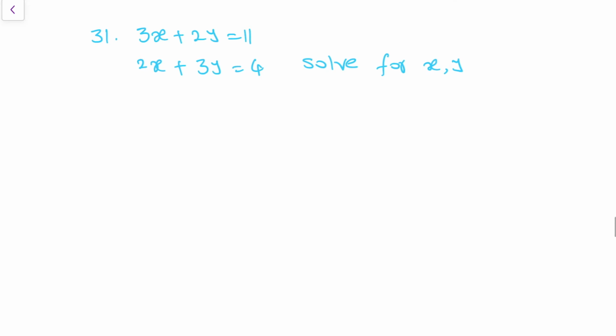Next, 3x plus 2y equals 11. 2x plus 3y equals 4. Then solve for x and y. Here also, to solve the pair of linear equations in two variables for x and y values, three methods are there. One is the elimination method and one is the substitution method. The third one is graphical representation. In this case, I am going to discuss the elimination method.